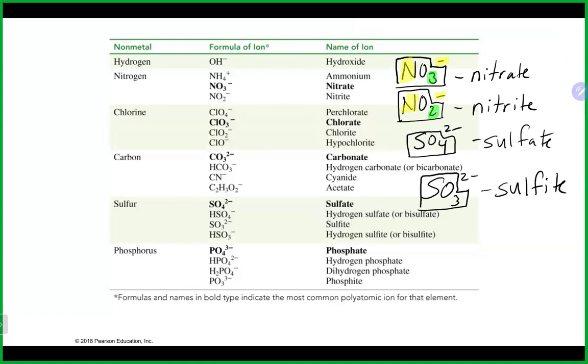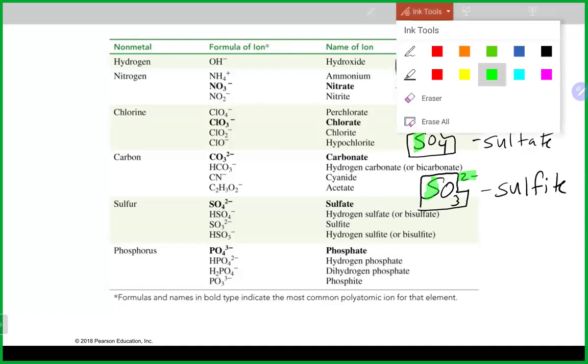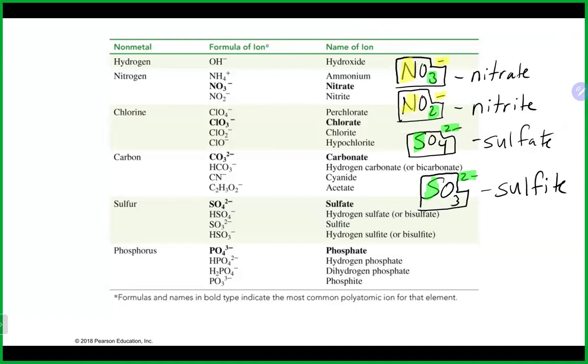Now, when we look at sulfate versus sulfite, they both have the same charge, right? They both have a -2 charge. They both have the same sulfur. And in the case of sulfate and sulfite, what is the only difference between those two? The number of oxygens, right? So in a grouping of 2, the one that actually has the most oxygens will usually end in ate.